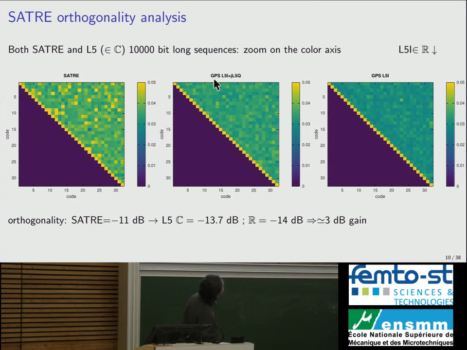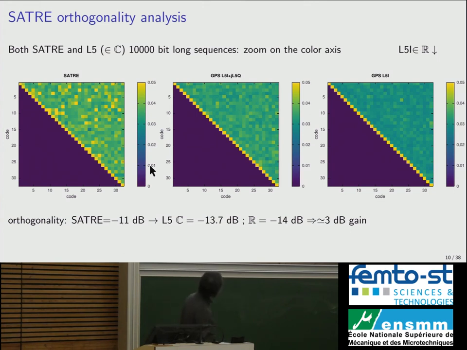GPS L5 is a complex code because you can use BPSK modulation. So you've got I and Q components, and you can say, I only keep the I component, the real part. If you look quantitatively at this color scale, you see that SATRE is about minus 11 dB. So the side lobes of your correlation peaks are minus 11 dB.